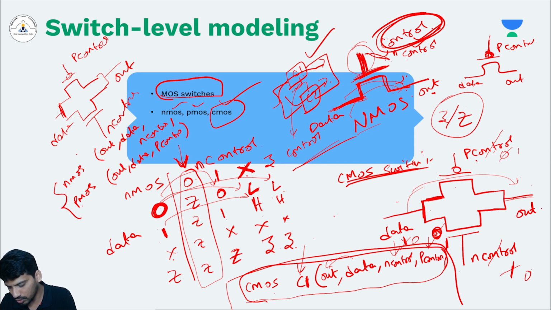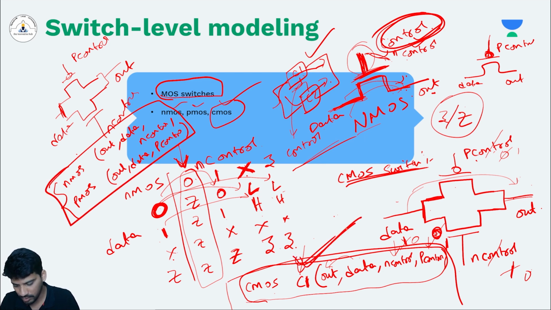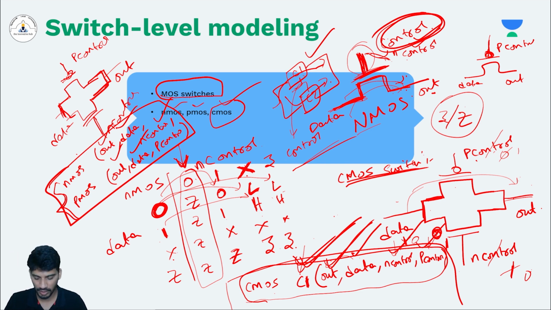So these two lines of code are equal to writing this single line, because you can see the terminal out is connected like this and data is connected, and you have N control separately for NMOS and P control separately for PMOS. So either you can write two individual NMOS and PMOS, or you can write a single CMOS also.